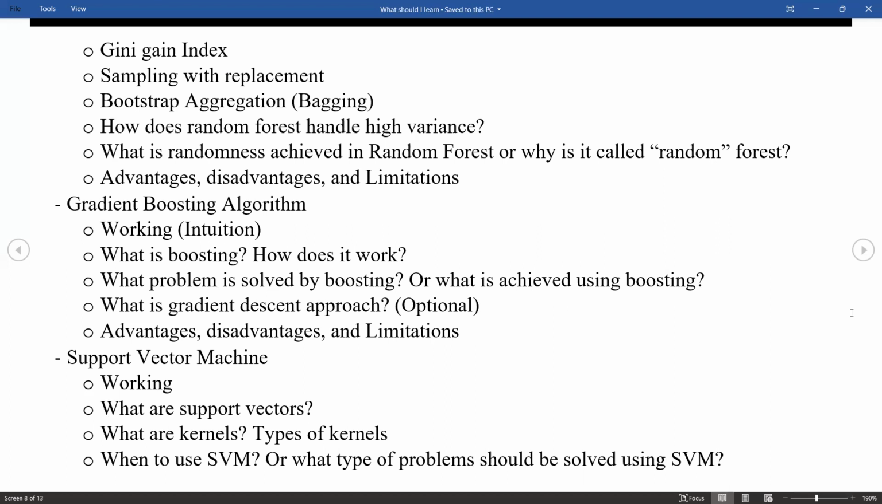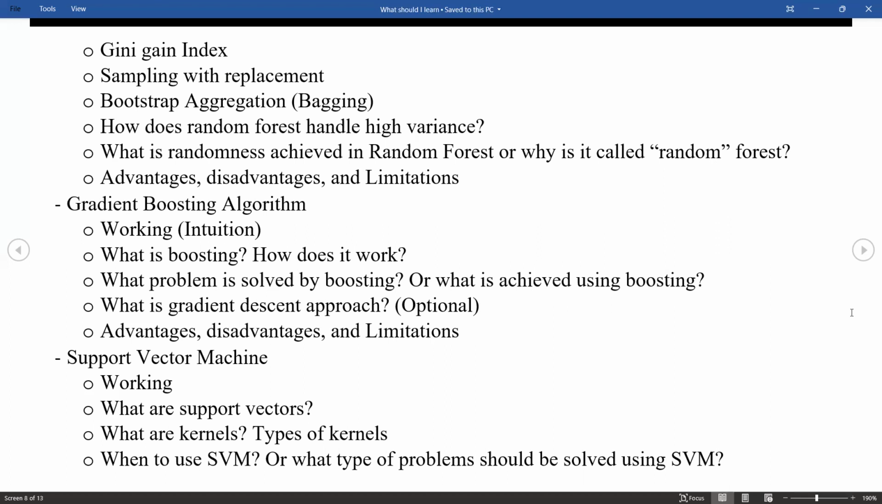Let's see the next model, that is the gradient boosting algorithm. Now again, if you understand this algorithm, you are going to do a lot better while learning deep learning. Deep learning combines a lot of information taken from random forest and gradient boosting. So learn about it. What is boosting in the gradient boosting algorithm? How does it work? You have to get an answer for it.